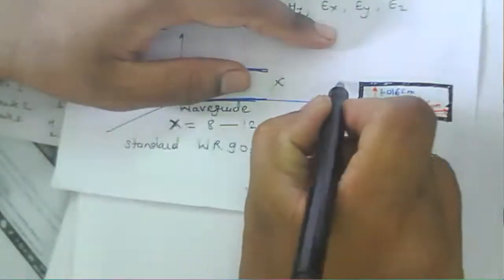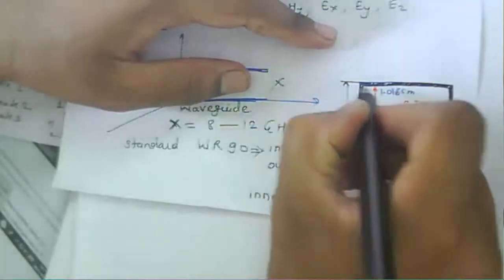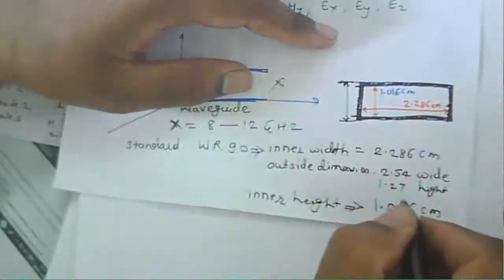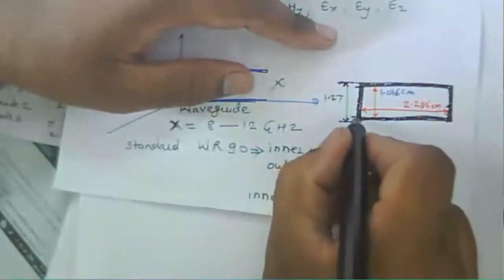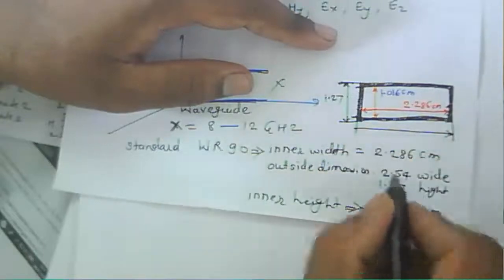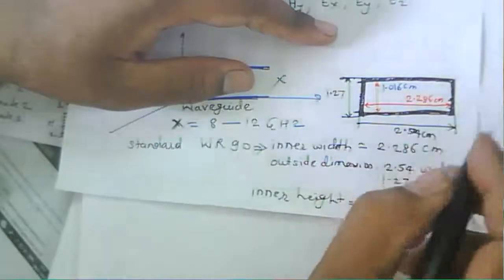Then the outer height. It consists of this one portion, so that's why it is called the outer height. The outer dimension you can see is about 1.27, and this one is 2.5.